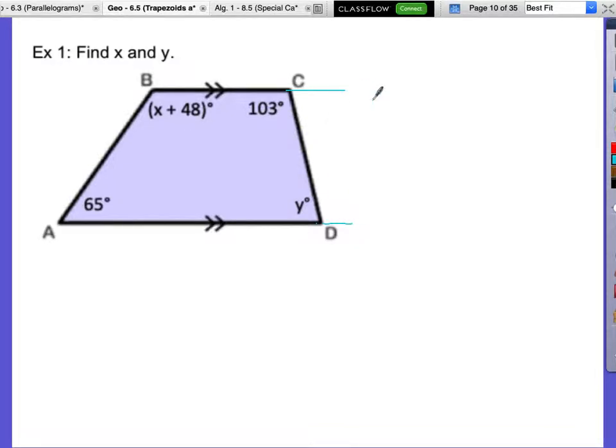Okay, so I want you guys to solve for x and y, and you're done. Raise your hand if you have questions. I want to point something out. There should only be one set of arrows because there's only one parallel line. Technically, it doesn't matter. Okay, guys, make sure you're solving for x and y, and when you're done, raise your hand. Or if you have questions, raise your hand.